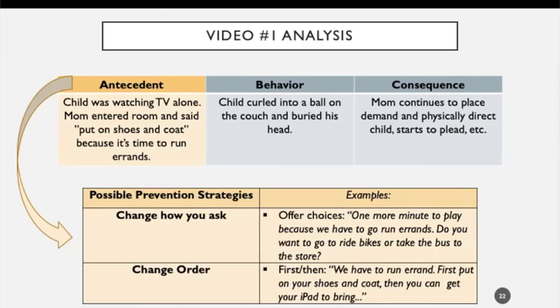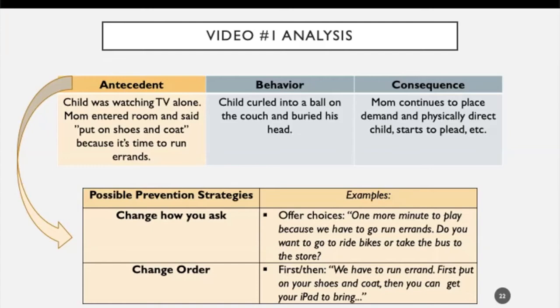Some examples, and this is not the only way, but these are some examples. So changing how she asks, right? By offering choices. One example could be, she comes downstairs and she says, "Oh, you're watching TV. Okay, 1 more minute to watch, because we have to run errands. But you know what? If you want, we could ride bikes or we could take the bus to the store together." Giving a warning and providing choices.